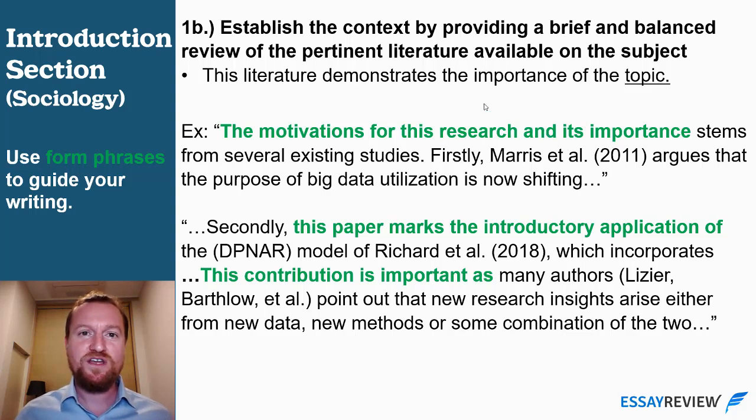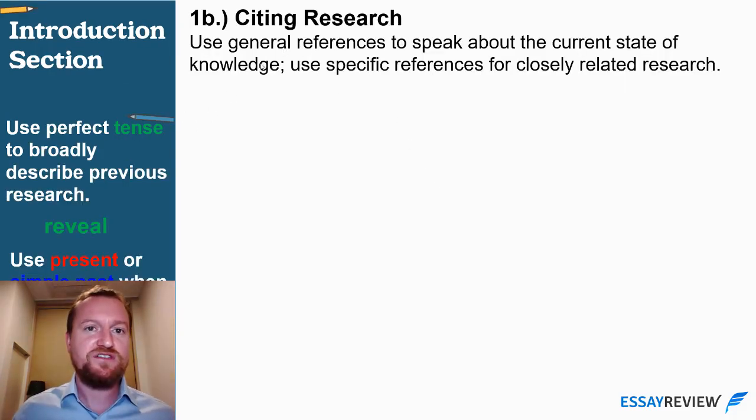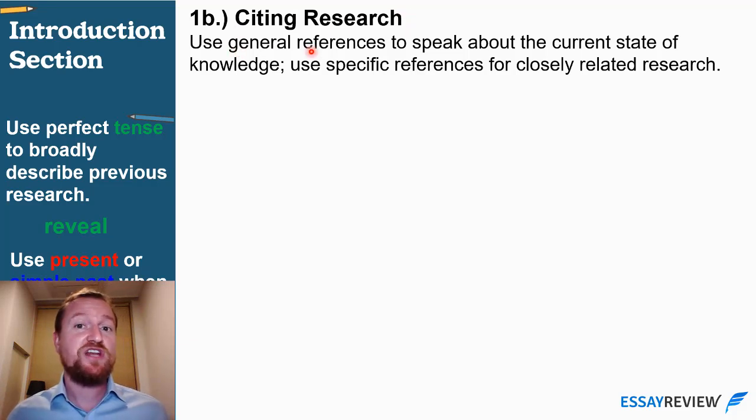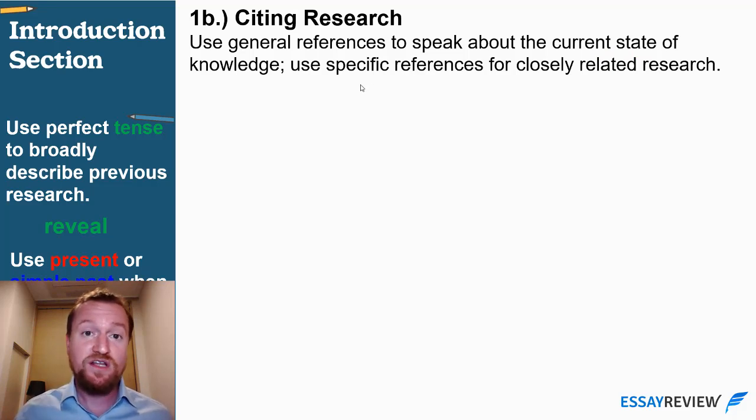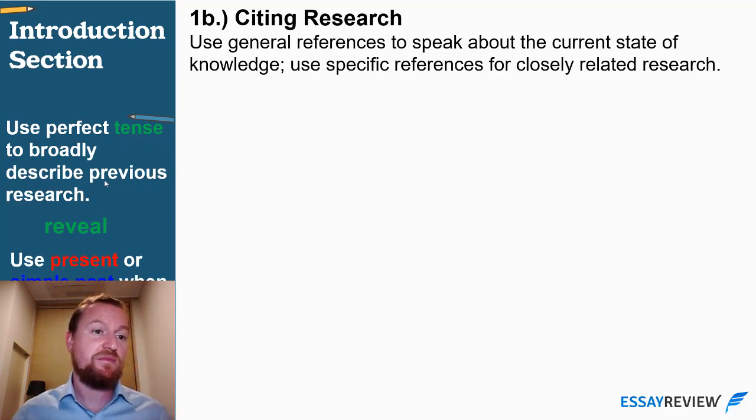So you're doing a lot of work in the literature review. You're not only talking about previous studies, you're linking the studies to your current study as well. But there's a lot going on here, so we can get into some more details. When citing research, you should use general references to speak about the current knowledge that is known in the discipline, and then specific references for more closely related research. On the left-hand column here, you can see some grammar points. Use the perfect tense to describe previous research.